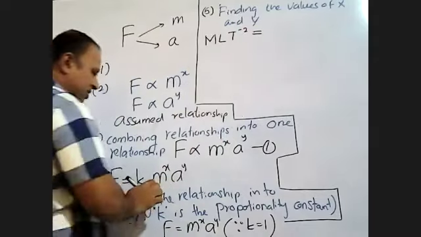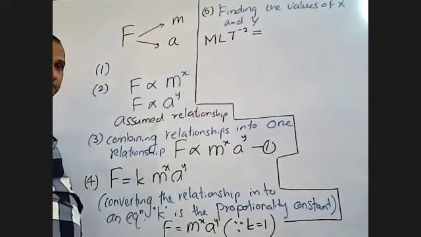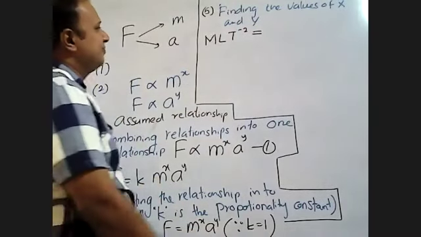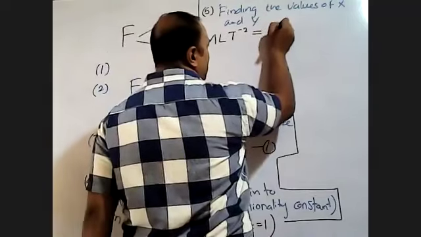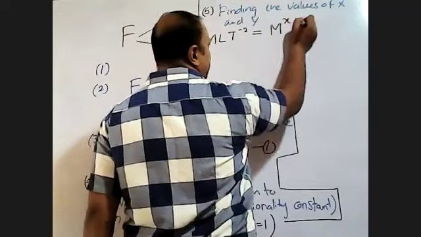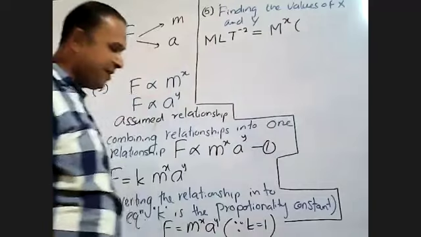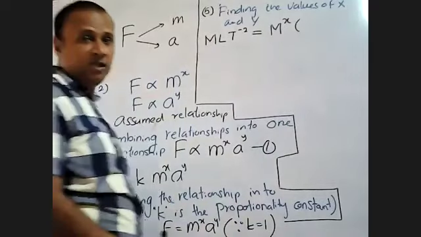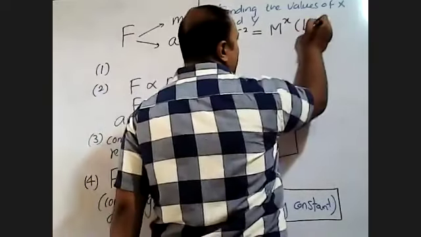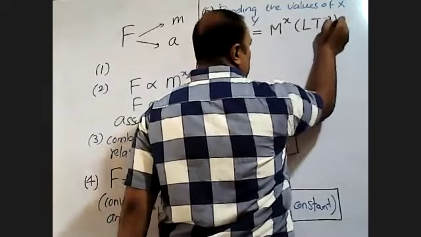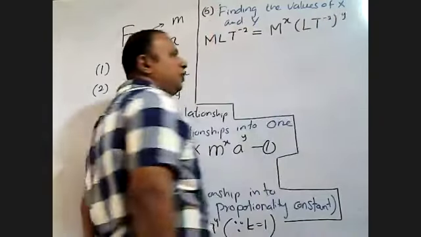Then what is the dimension of M? Capital M. So M to the power x. Then A is LT minus 2, so LT minus 2 to the power of y.